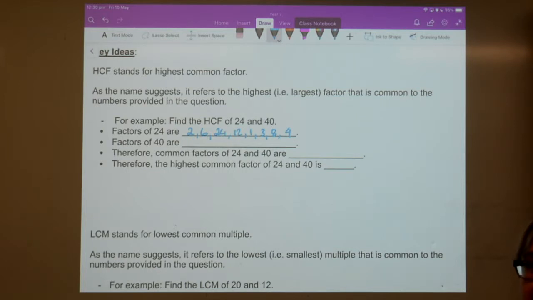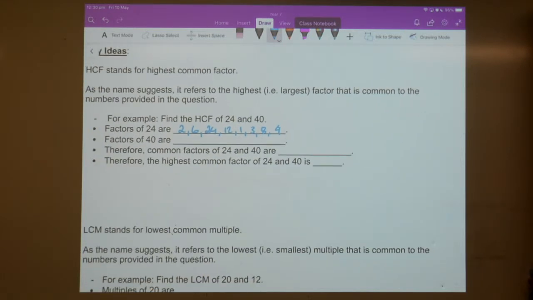Okay, so let's now do 40. Factors of 40. 20. 1 and 2. 1, 5. 2, 5, 10. 10, 40. 20's up there. Right here. There's 2 that are missing at least.